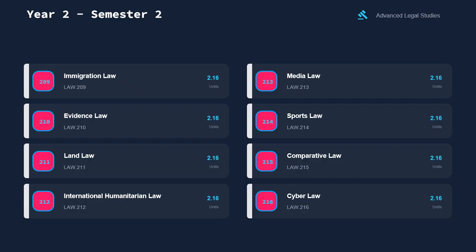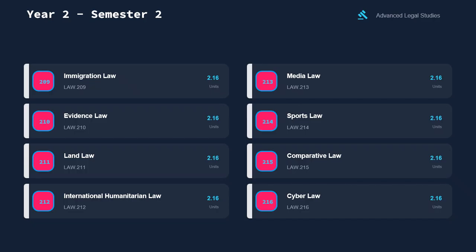Assessments include case studies, analyze violations in current conflicts. Mock tribunals, simulate war crimes trials. Policy memoranda, advise on rules of engagement.